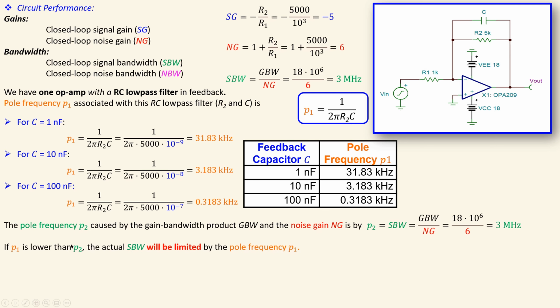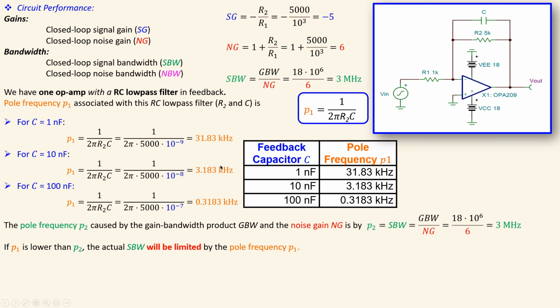So if P1 is lower than P2, then the actual signal bandwidth will be limited by the pole frequency P1. You might ask, what is lower? Is this 2 times lower, 10 times lower, 5 times lower? It is of course just a rule of thumb for several applications, but most of the time it is taken as a decade lower, so P1 or P2 will dominate.